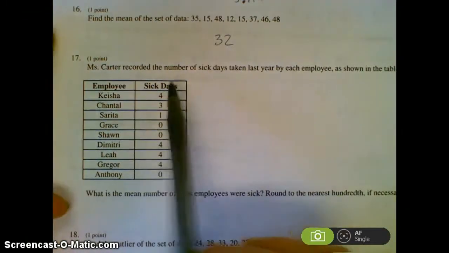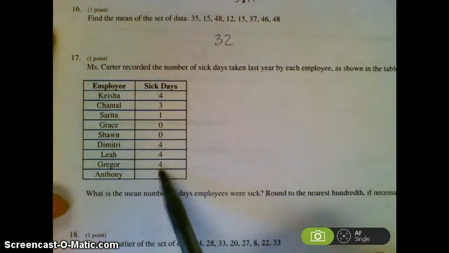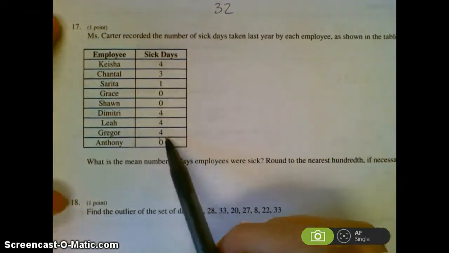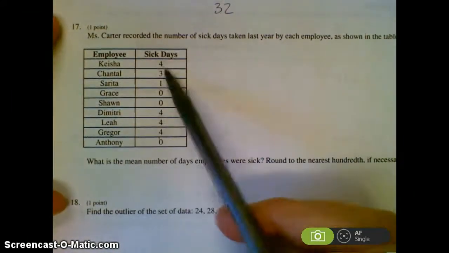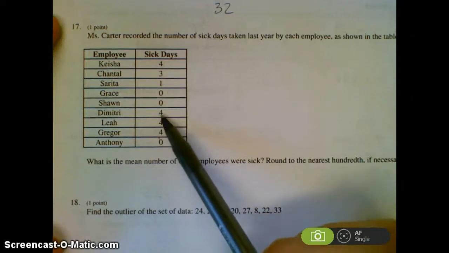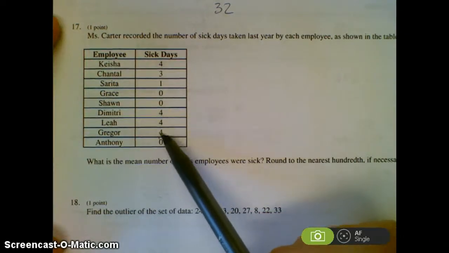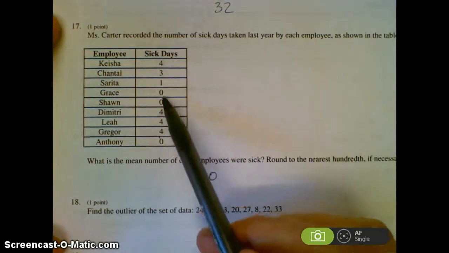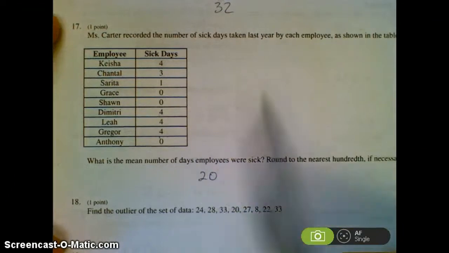17. These are the sick days. If I want the mean, once again, I've got to add all of these up. These ones I can do mentally, so I'll do them. 4 plus 3 is 7, plus 1 is 8, and these all add up to 12. So 8 plus 12 is 20. And I've got 1, 2, 3, 4, 5, 6, 7, 8, 9 values.